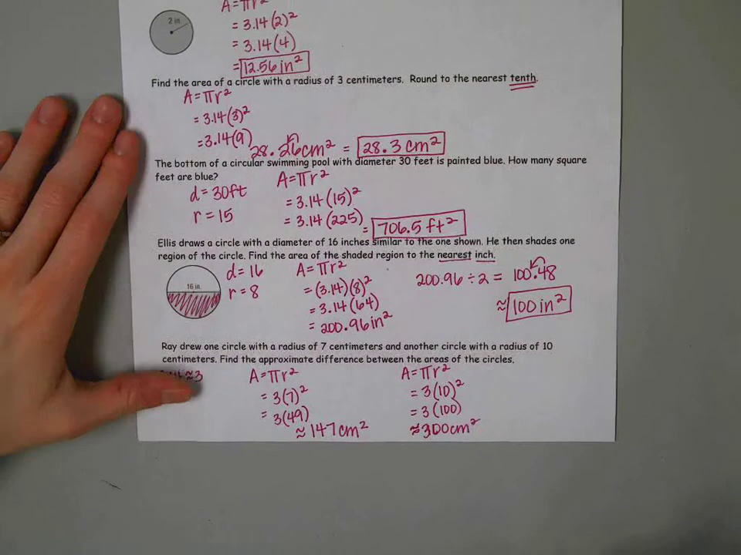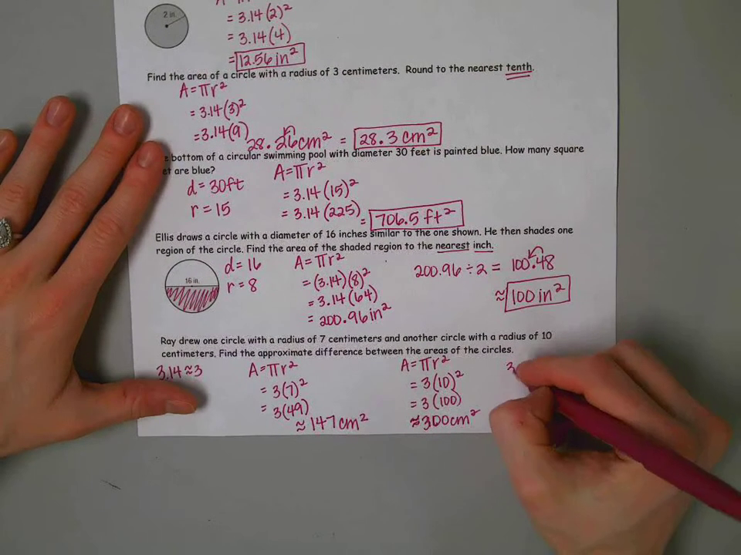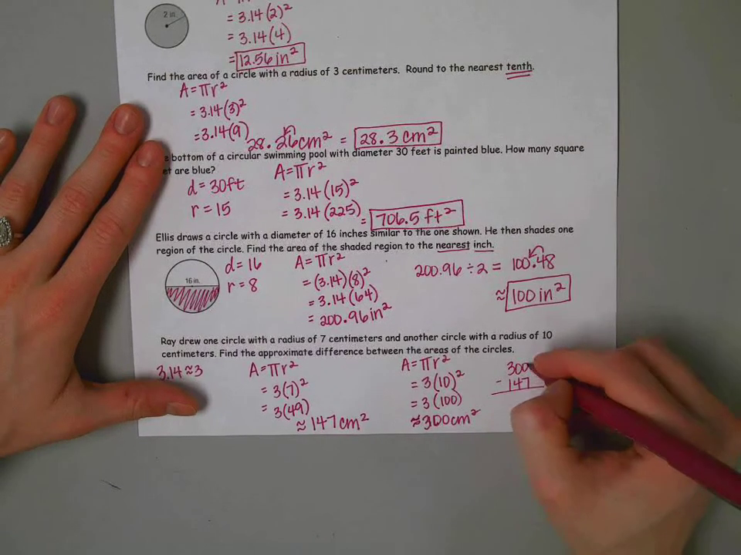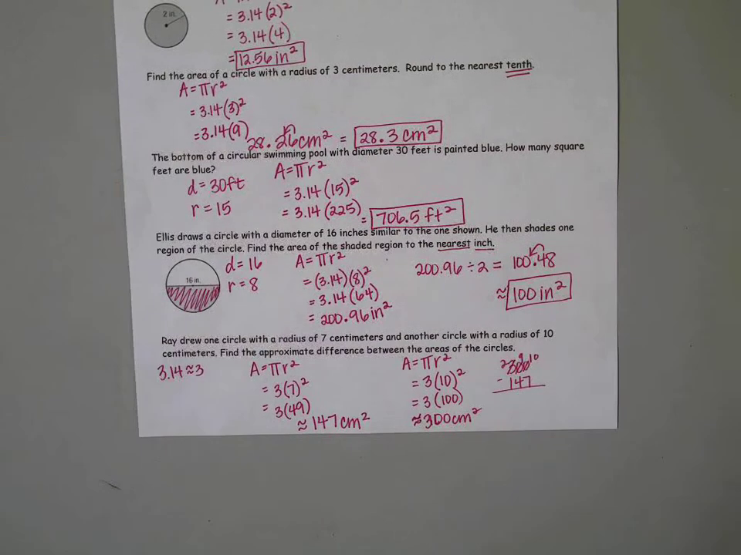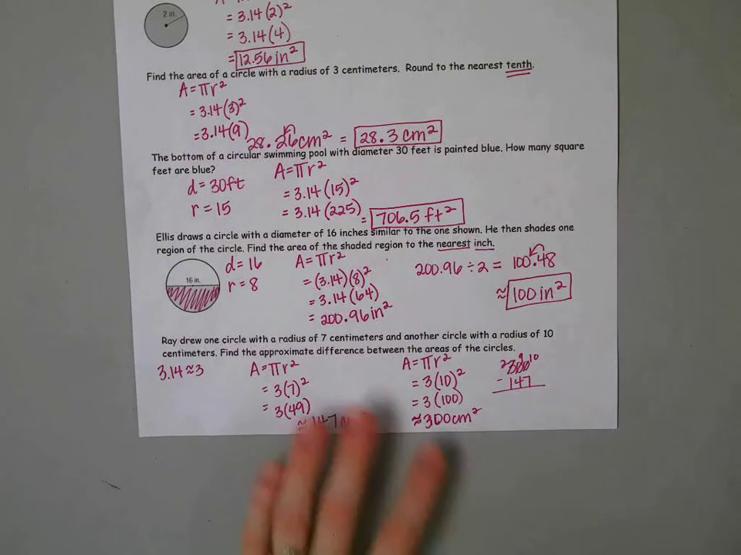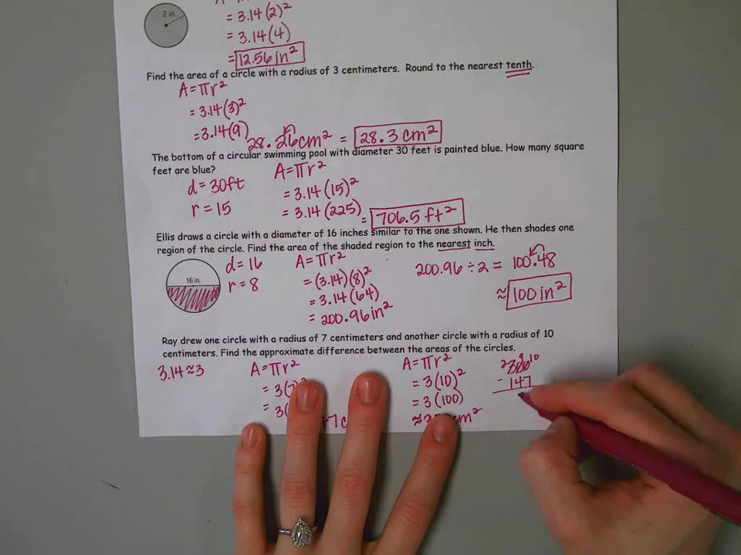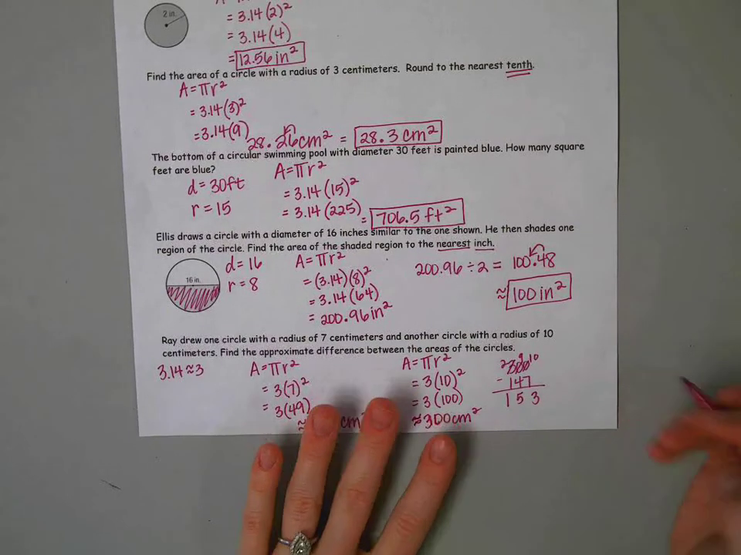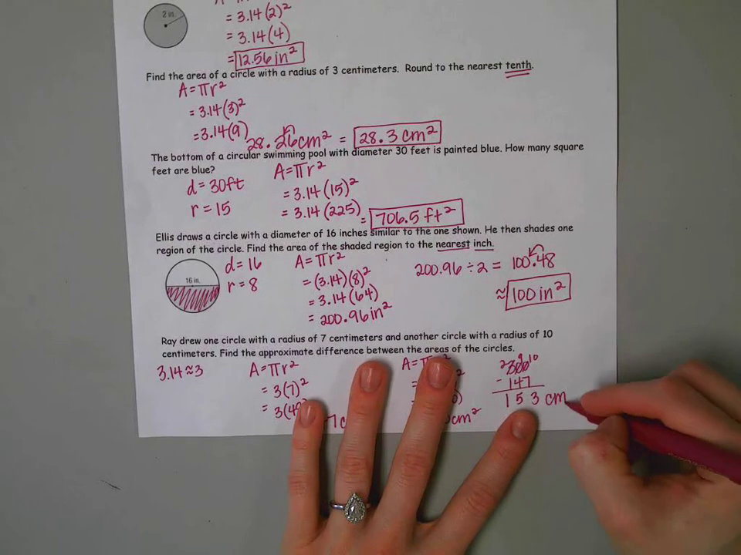Now we need to find the difference. So 300 minus 147. So the approximate difference is going to be 153 centimeters squared.